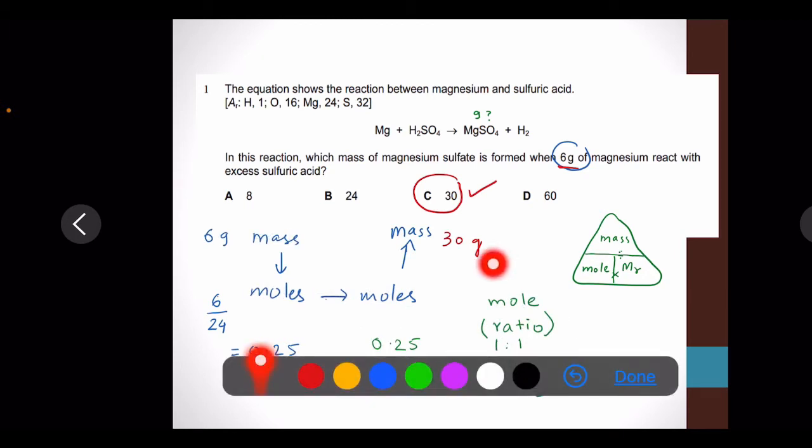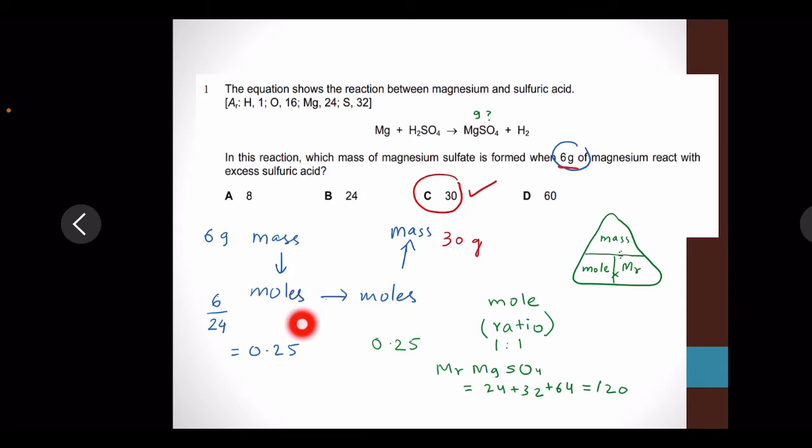So whenever you are given one mass and you have to find another mass, you will use the mole bridge, right?